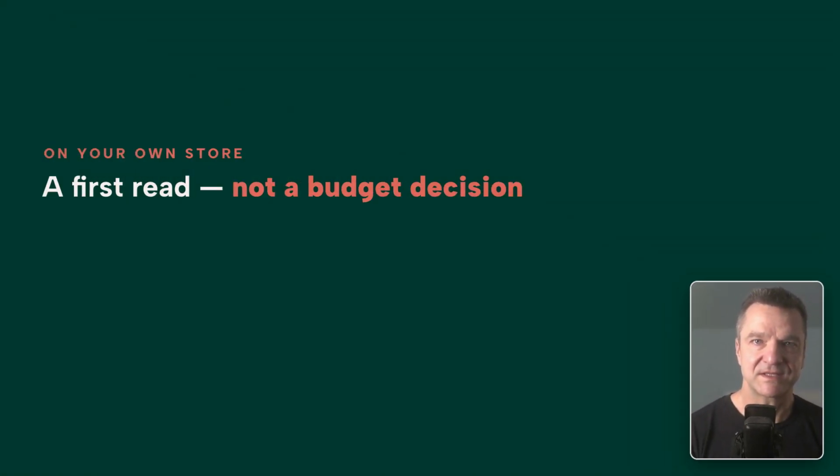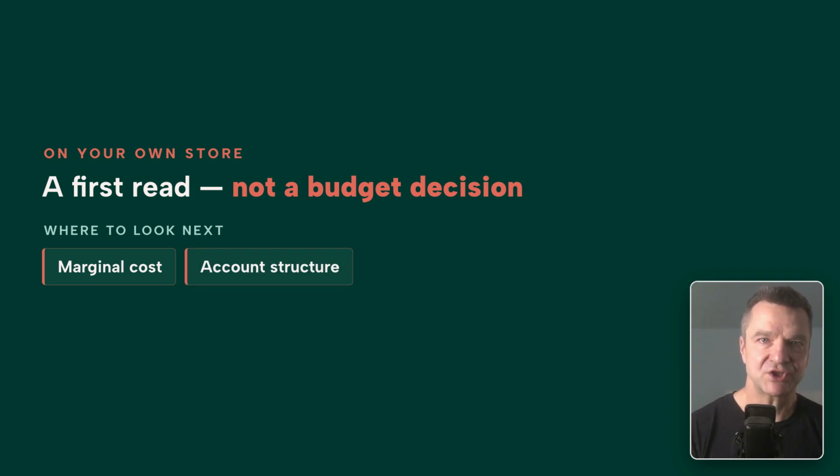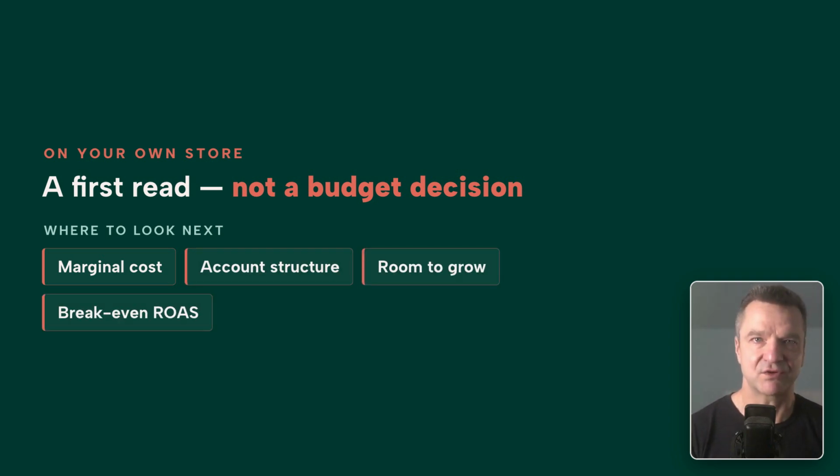When you run this calculator on your own store, treat the verdict as a first read, not a budget decision. Use it to spot where you could look next: marginal cost, account structure, room to grow, and the break-even ROAS.